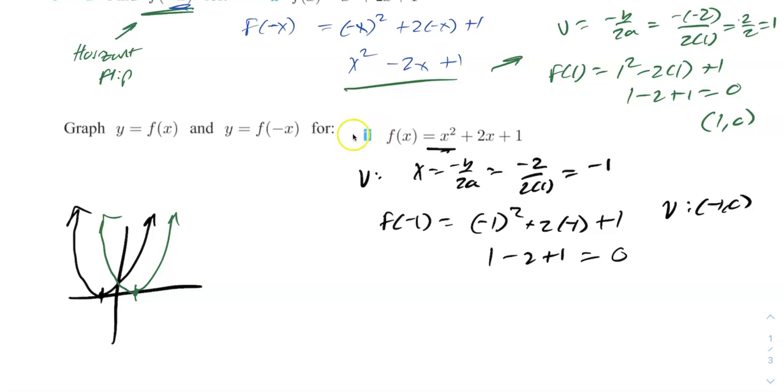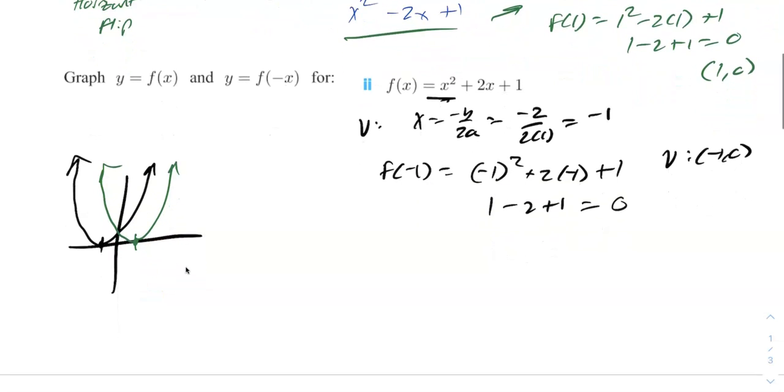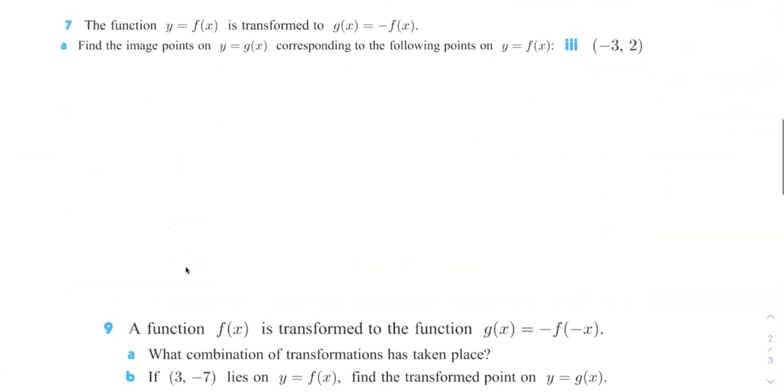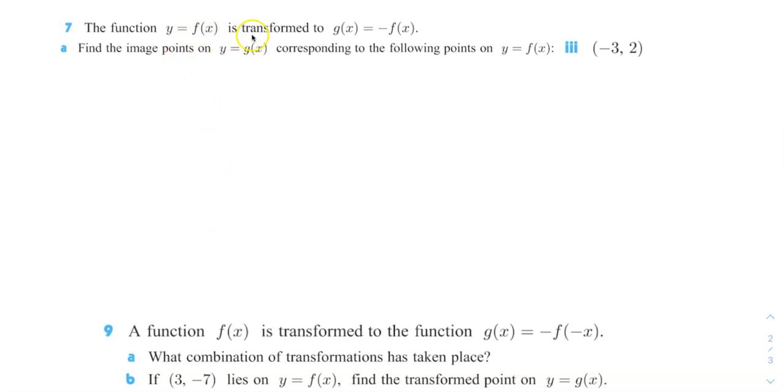If you look at it, right, it's a horizontal flip. Flips across the x-axis. So that's the general idea. Next one. The function y equals f of x is transformed to g of x equals negative f of x. So they're just saying g is the negative outside the f of x.